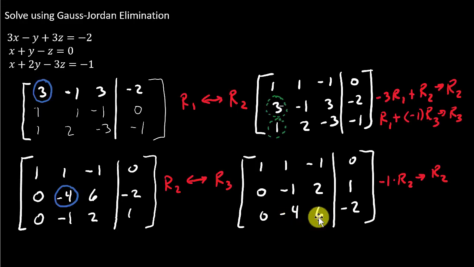So let's go ahead and just write the first 2 rows down. 1, 1, -1, 0. And then I've got 0, -4, 6 and -2.